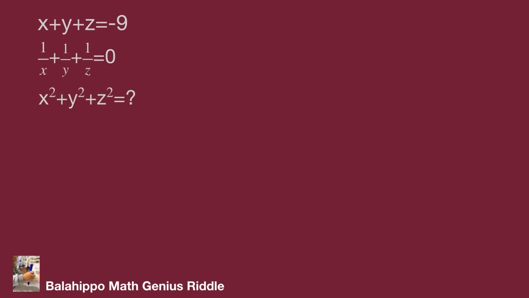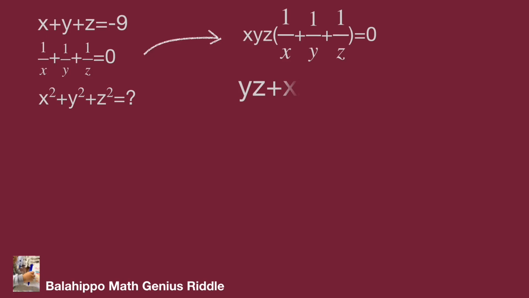The redefined equations as a list. We multiply xyz into 1 over x plus 1 over y plus 1 over z equals 0. The equation becomes yz plus xz plus xy equals 0.